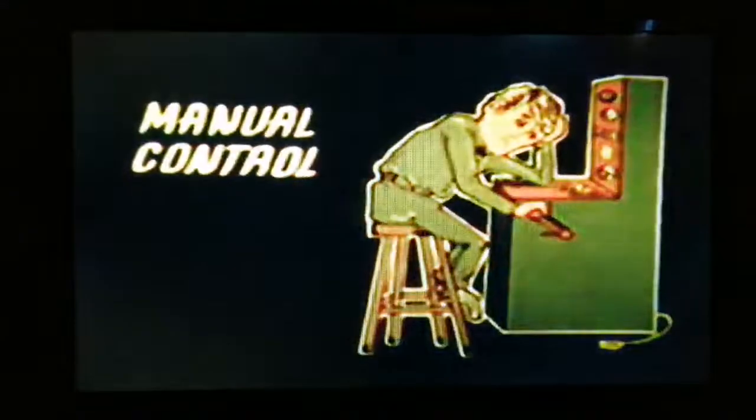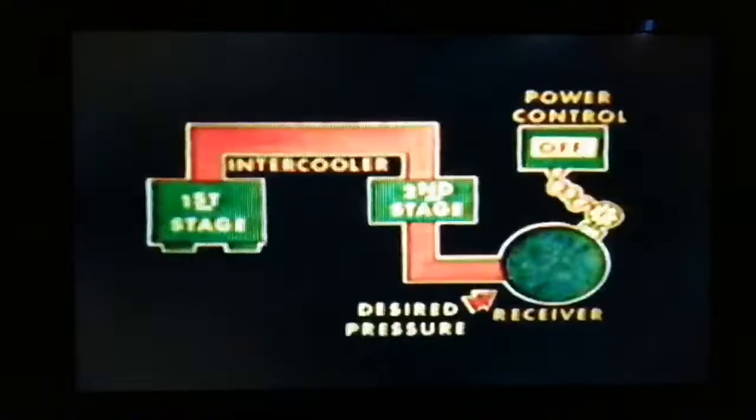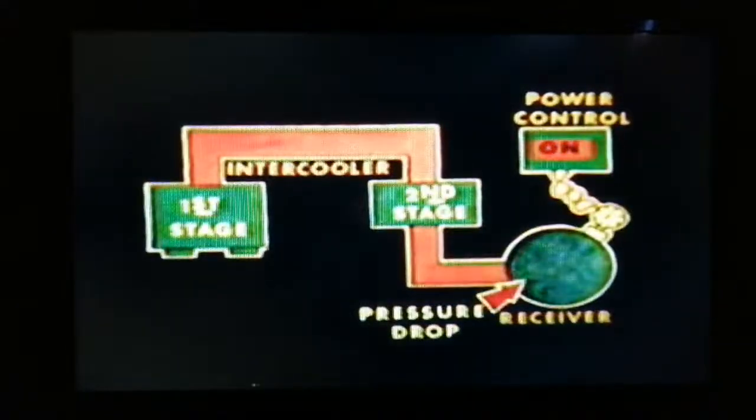Manual control is rarely used, as someone must be on duty with the pressure switch. The power is cut off when the receiver has reached the desired storage pressure. As pressure drops, and at a predetermined level, the switch cuts in, and the compressor starts up. This type of control is used when the demand for air is infrequent, and the compressor operates less than 50% of the time.